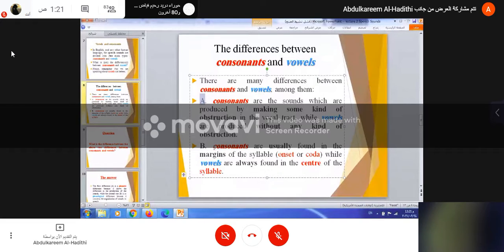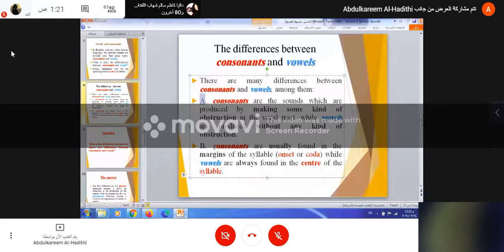The second difference between vowels and consonants is that in the words of English, the vowel occupies the center of the syllable. The vowel comes in the center of the syllable.